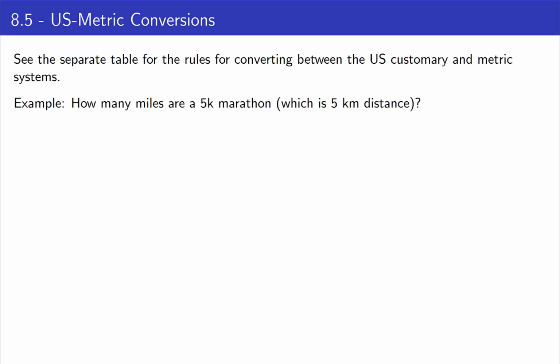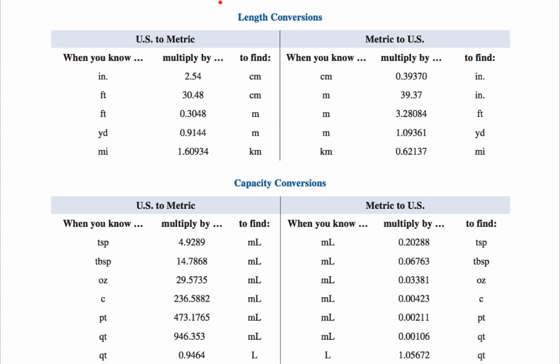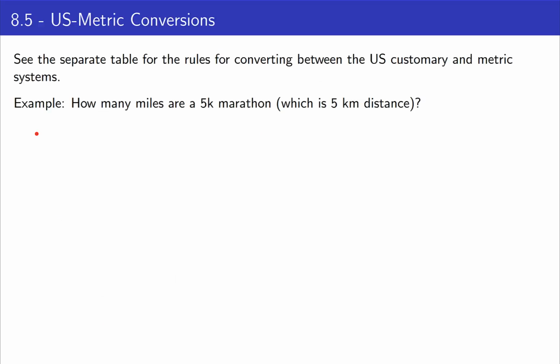How many miles are in a 5K marathon, which is a 5-kilometer distance? 5 kilometers. We need to convert that to miles, so let's go to our table. Remember, we're starting with kilometers, and we're going to miles. So looking at my table, I see to go from kilometers to miles, I would multiply by this value, 0.62137.